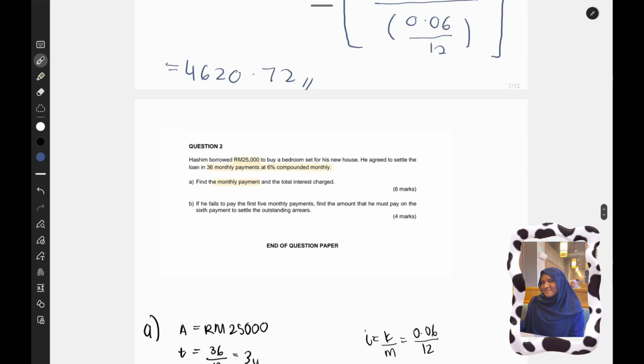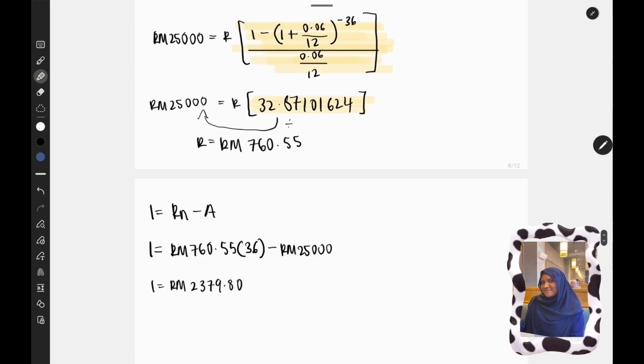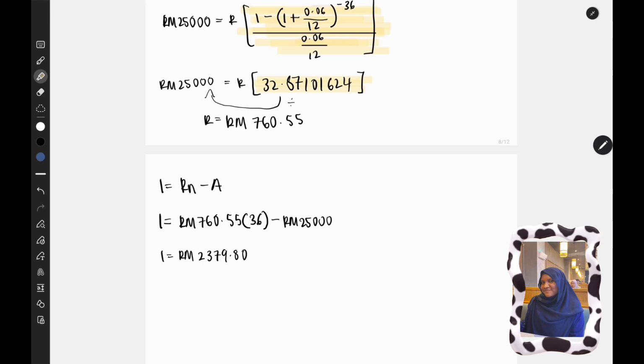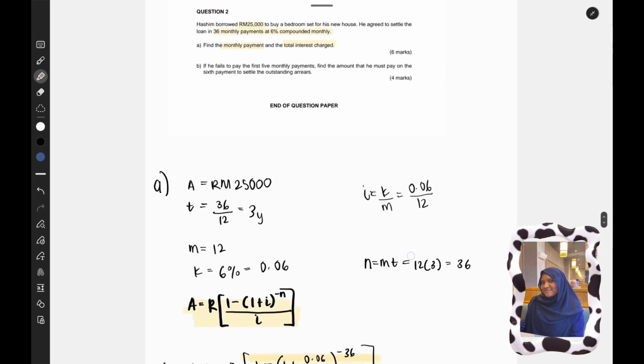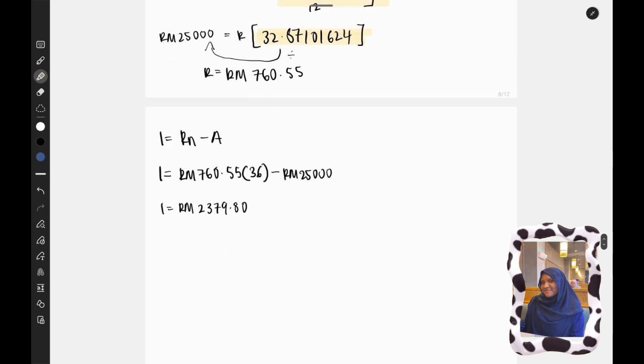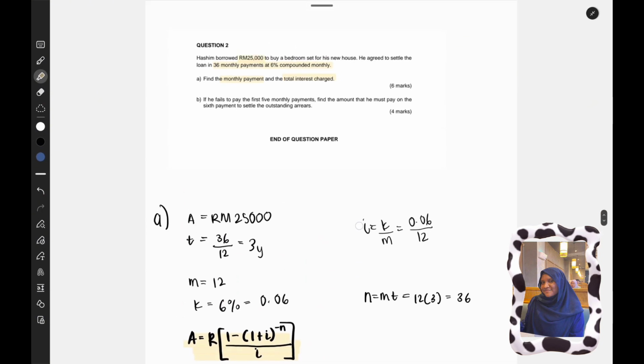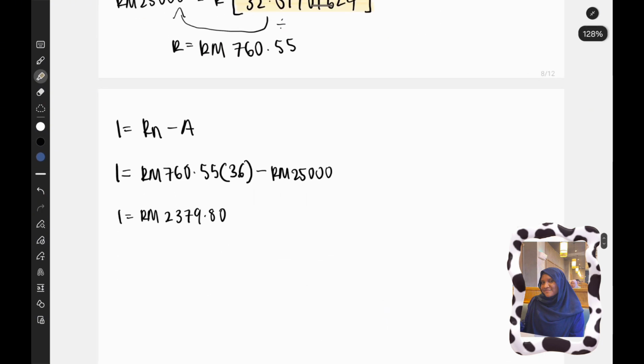Next, we have to find the total interest charge. The formula to find the total interest charge is I equals Rn minus A. The R that we found just now is RM 760.55, our n is 36, and minus our A value, which is 25,000. Then we settle the bracket first, then minus it with 25,000. So the answer is RM 2,379.80.